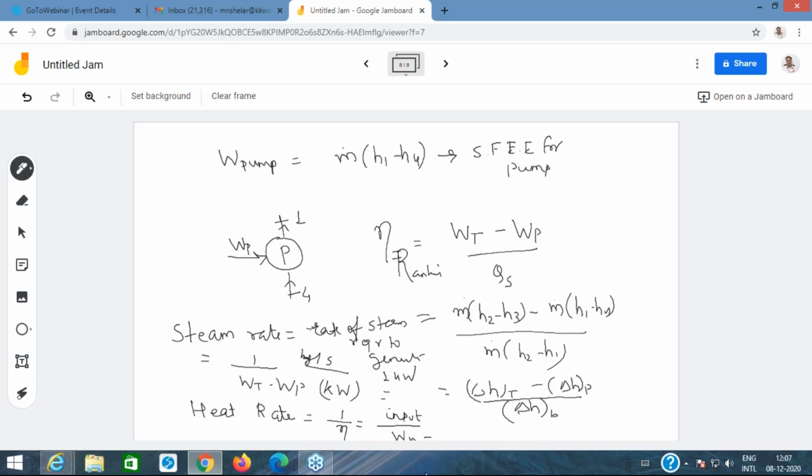Both the heat rate and steam rate should be minimum, because the heat rate is how much input we require to produce the desired output, and the steam rate is how much steam we require to produce the desired output. So we should aim for minimum steam rate and minimum heat rate, and a higher value of efficiency. Is this point clear? Yes or no?